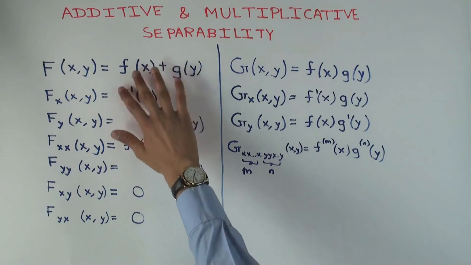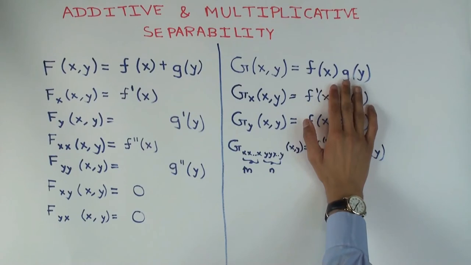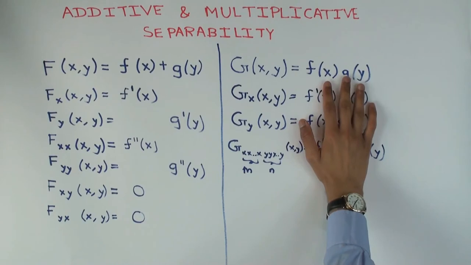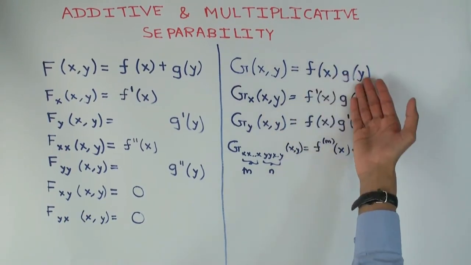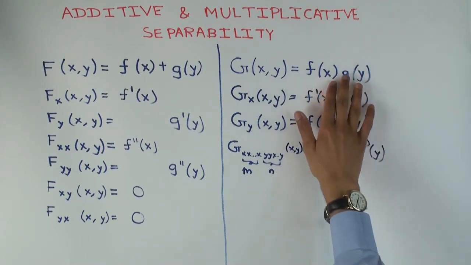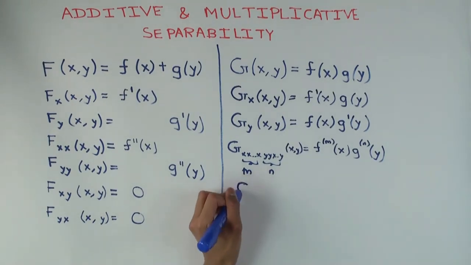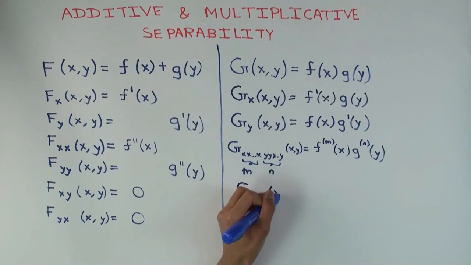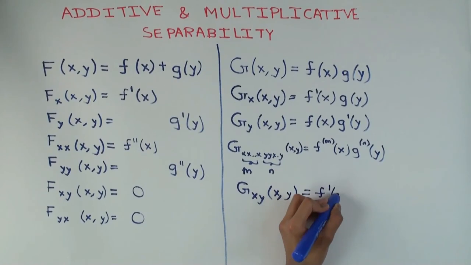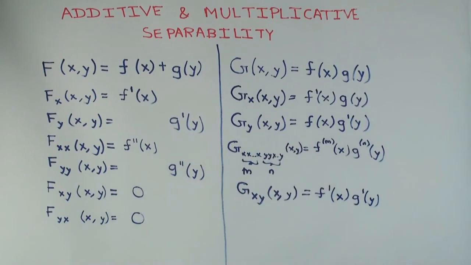It's like saying that each one is doing its own thing independently. Whereas multiplicatively separable is sort of, I won't say it's quite the opposite, but here the only thing is interaction, right? It's not a very precise statement, but it's pretty close to everything interacting. And by the way, what is the mixed partial? I guess I didn't write it explicitly, I wrote the very general one. Let me just write this one: f prime x, g prime y. This is a special case of that.